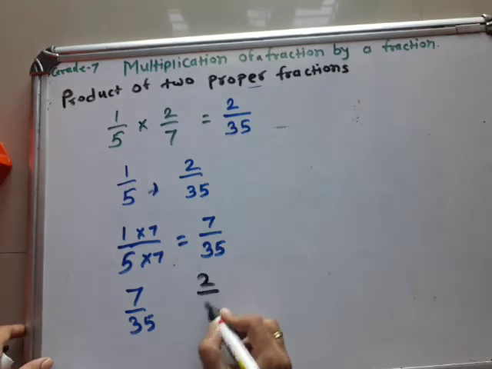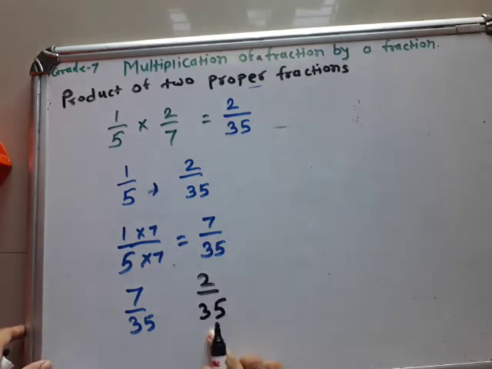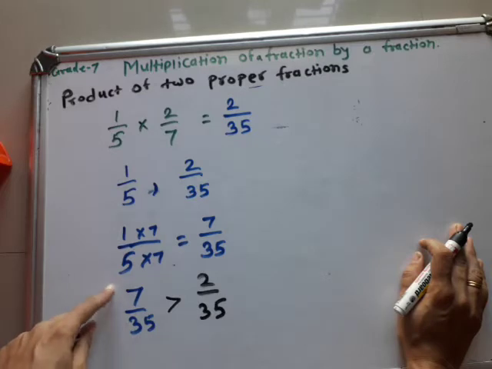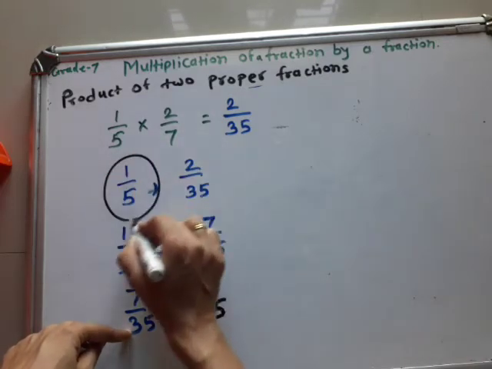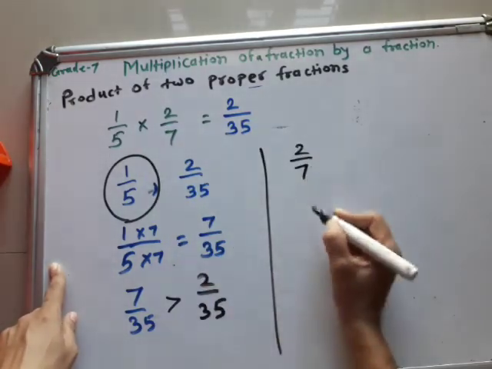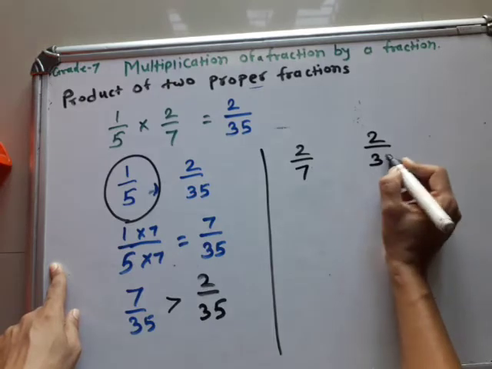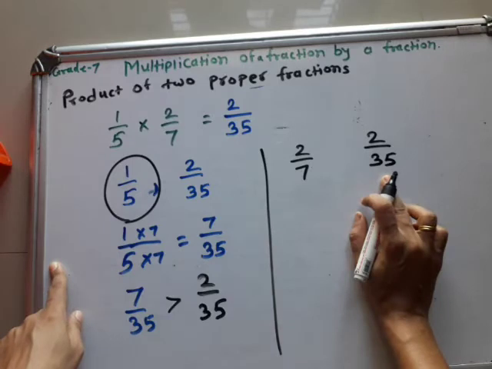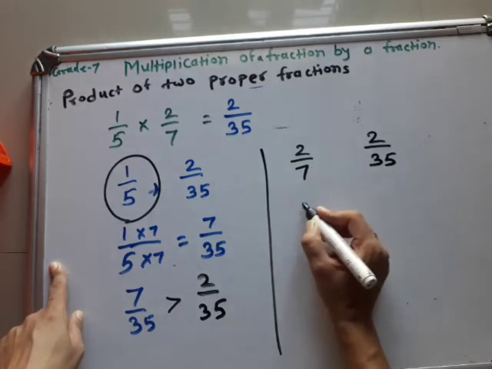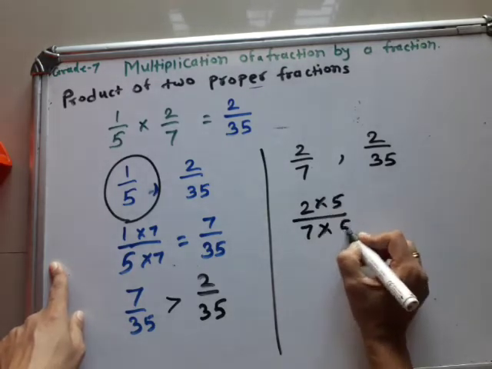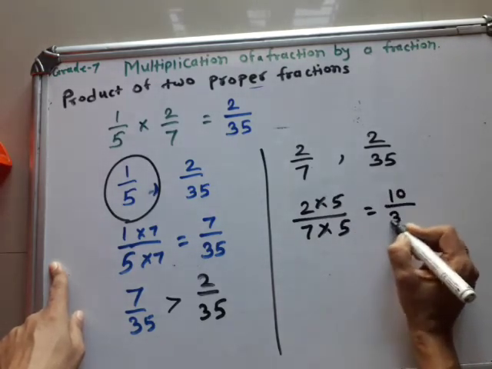This is your answer, 2 upon 35. Here there is no need to convert because the denominator is already 35. So it is clear that 7 upon 35 is greater, and 7 upon 35 being greater means 1 upon 5 is greater. Okay, then suppose we take 2 upon 7 and 2 upon 35. Again when 7 is multiplied by 5, we get 35. So here we make a like fraction, 2 multiplied by 5 and 7 multiplied by 5. 5 2s are 10 and 7 5s are 35.